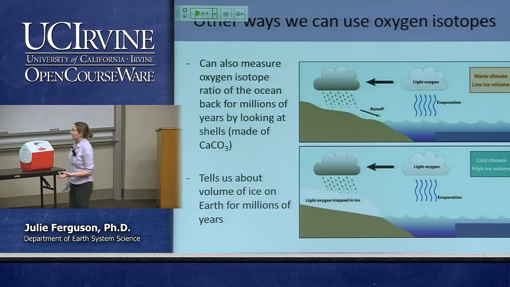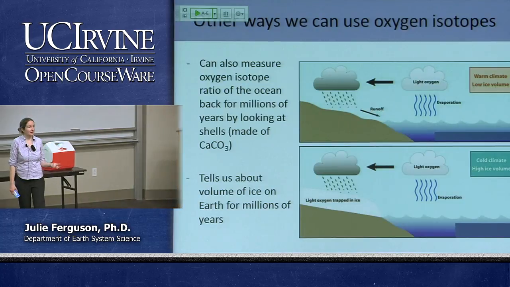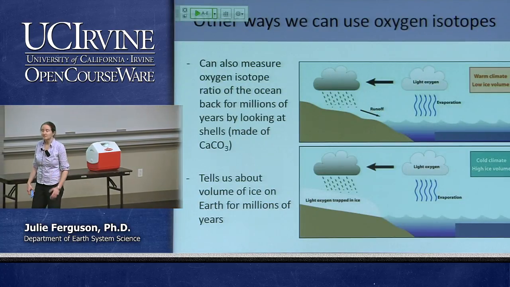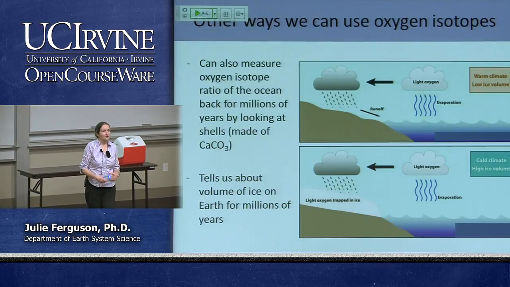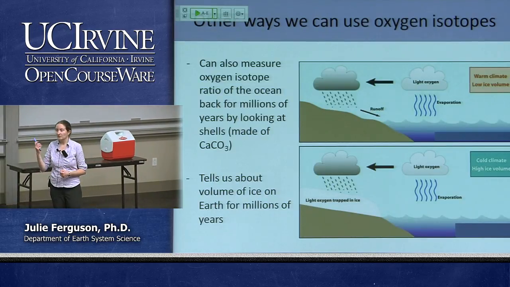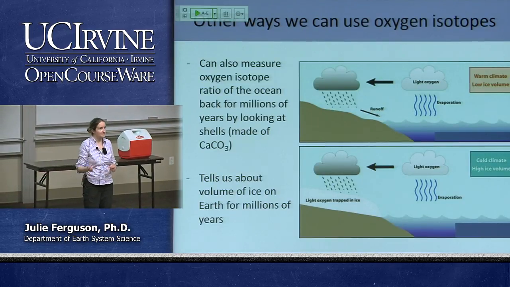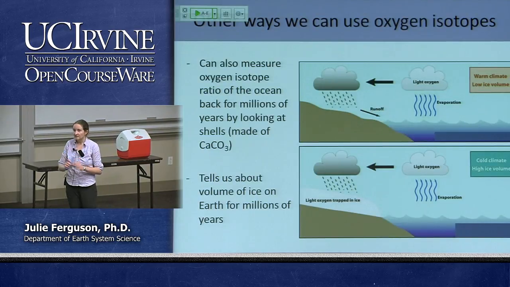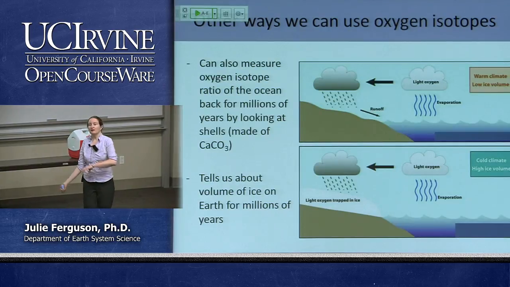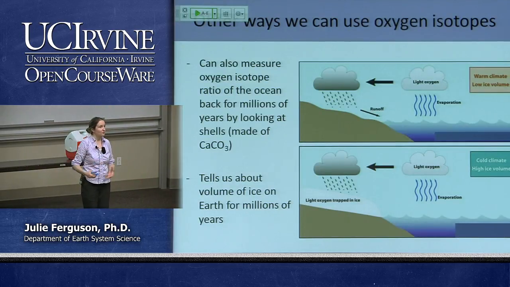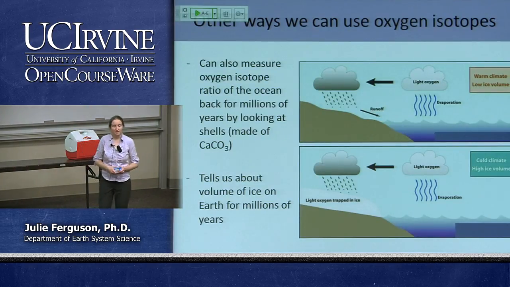So in particular, in the ocean, we can look at shells, which are made of calcium carbonate, and you can see that we have oxygen in there. So what we can do is, by looking at what the ocean delta O18 is, which is preserved in these nice calcium carbonate shells, we can get a sense of how much ice is on the continent compared to how much water is in the ocean.